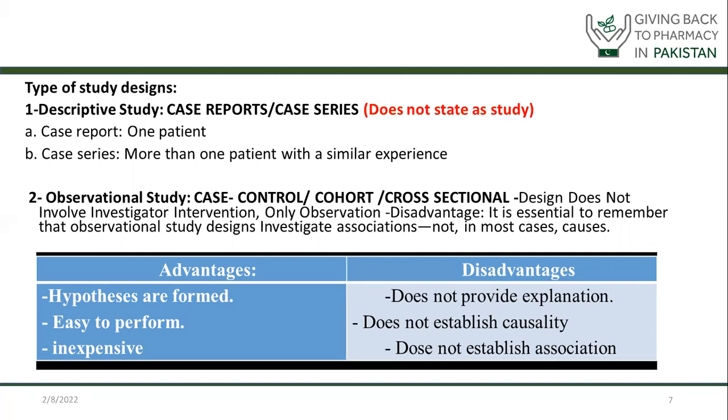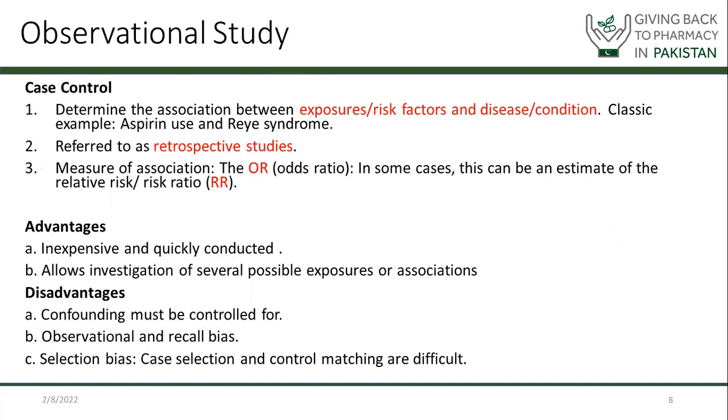They are easy to perform and inexpensive, because you are not giving money to the people. You are just doing a survey. You are just observing the people. So what is the disadvantage? Obviously it's not a strong study, so it does not establish the association. It doesn't establish the causality. It does not provide the explanation. Why? Because it is an observation. It is not a practical or experimental study.